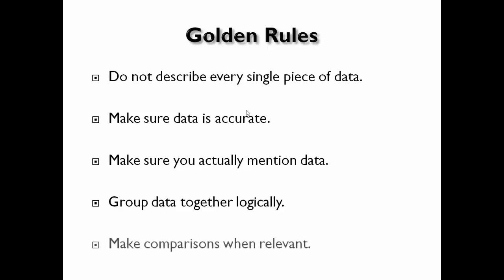And the last one is make comparisons when relevant. So you don't have to find comparisons everywhere, only when it's relevant to do so. For example, if you had one value A is 50% and the other value B is 25%, you could say that A is double what B is. That would be a relevant comparison. But don't spend your whole time looking for comparisons that aren't there. Only make them when they're relevant.